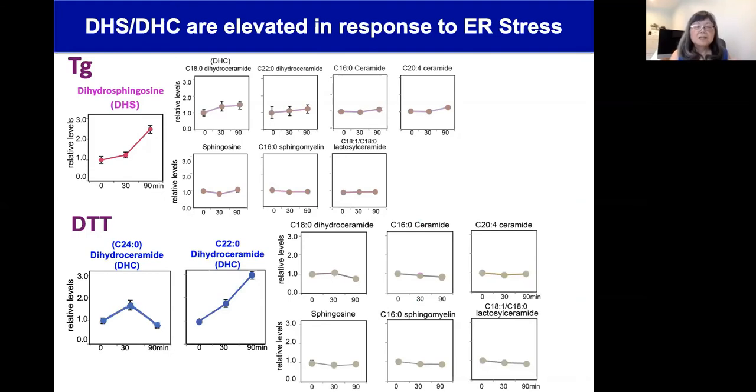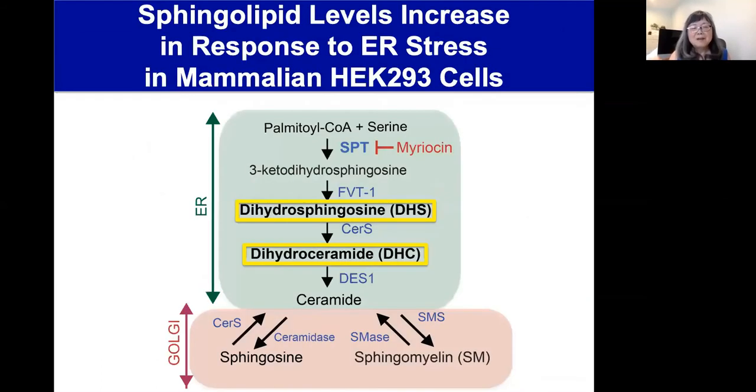Similarly, when we induce ER stress by a different mechanism, by DTT, again, we saw increased level of dihydroceramide. So with this audience, I don't think I need to show this, but both the DHS and DHC are produced on the surface of the ER and are products of the biosynthetic pathway. So we thought about whether this increase has any physiological relevance or functional importance. And to ask that, the obvious choice would be to look at the mammalian ERSU pathway, the cell cycle checkpoint that I just mentioned to you.